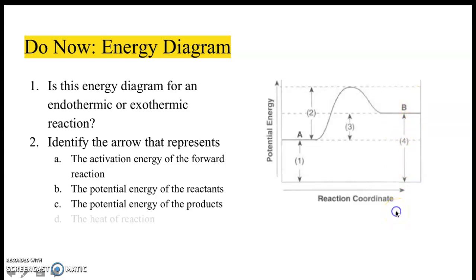And lastly, which one represents the heat of reaction? Just a quick reminder, instead of heat of reaction, I could have also asked delta H. I could have also asked which arrow represents the difference between the enthalpy of our products and the enthalpy of our reactants. While you don't have many choices left here, it is arrow number 3. And again, it's the difference between our product energy and our reactant energy.